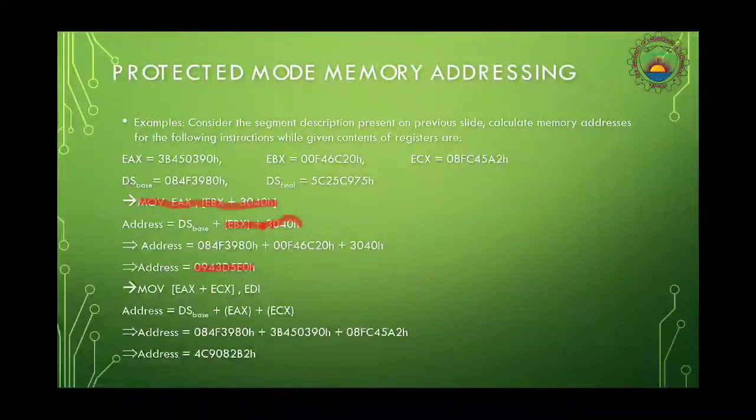In the second instruction, you are having MOV [EAX + ECX], EDI. So a 32-bit register is copied onto memory. The offset address here is EAX plus ECX, and the base will be coming from the data segment base address. So the final calculation result is 4C9082B0A82B2. So that is the calculation for protected mode memory addressing.